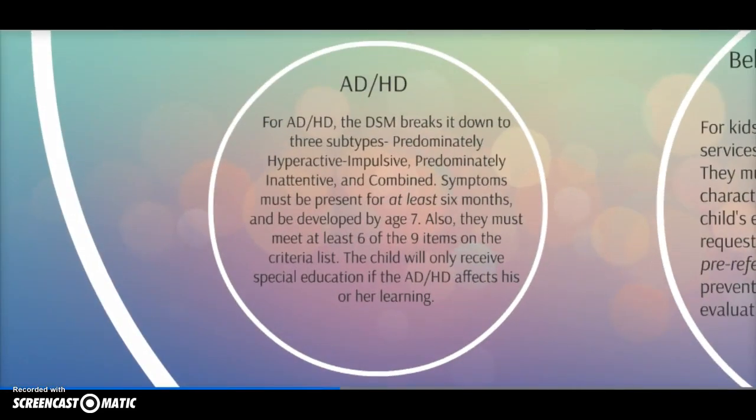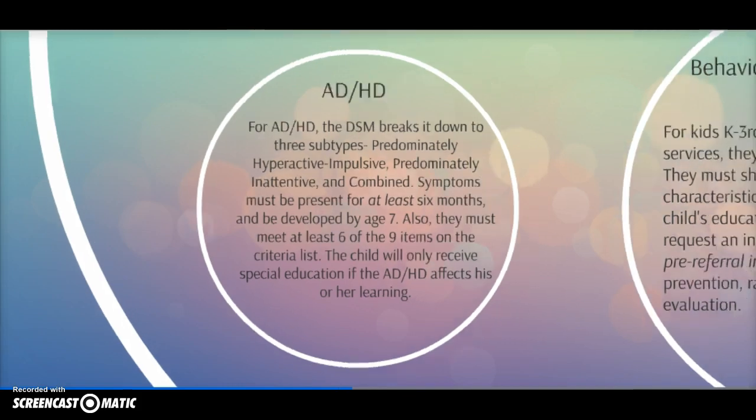For ADHD, the DSM breaks it down to three subtypes, which are predominantly hyperactive impulsive, predominantly inattentive, and combined situations. Symptoms must be present for at least 6 months and have to be developed by age 7. Also, they need to meet at least 6 of the 9 items on the criteria list, and that is on page 231 if anyone would like to check that out. And the child will only receive special education if ADHD is affecting his or her learning.